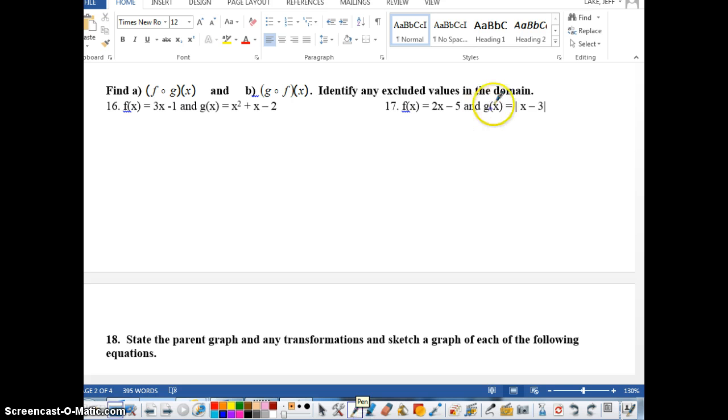When you're doing number 17, this absolute value, really all you're doing is plugging it in, so you're going to have an answer with an absolute value, and then you take the absolute value and plug it in there. So again, you'll have an answer with an absolute value.